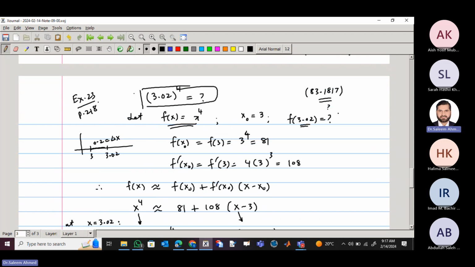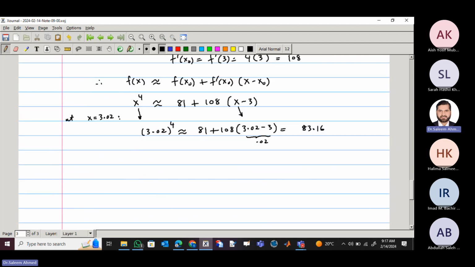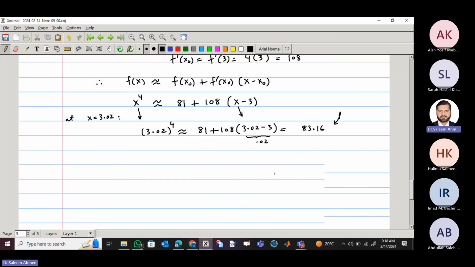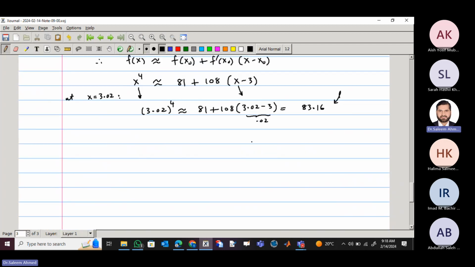See what we had, 83.18 for 3.02 to the power 4, and this is 83.16. So again, you see, it is a good approximation, because the exact answer using the calculator was this one. The question is not why we need this practice when we have a calculator. We are doing this practice just to convince ourselves that this local linear approximation is very good.